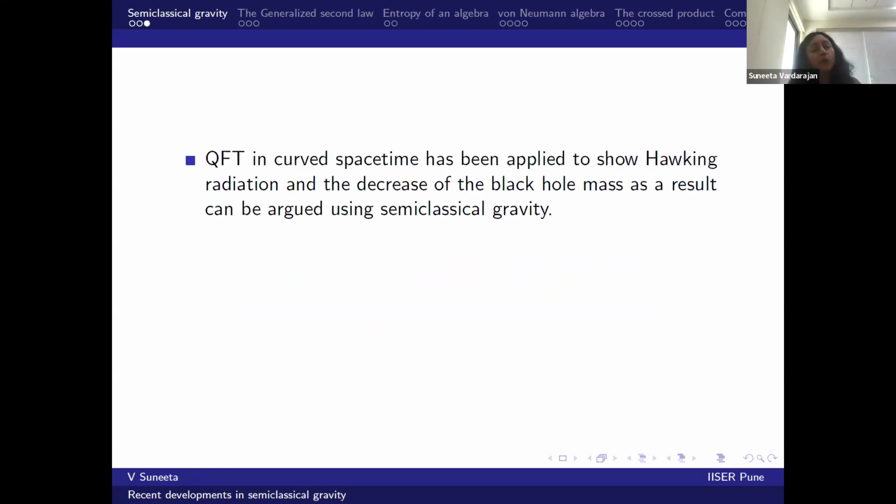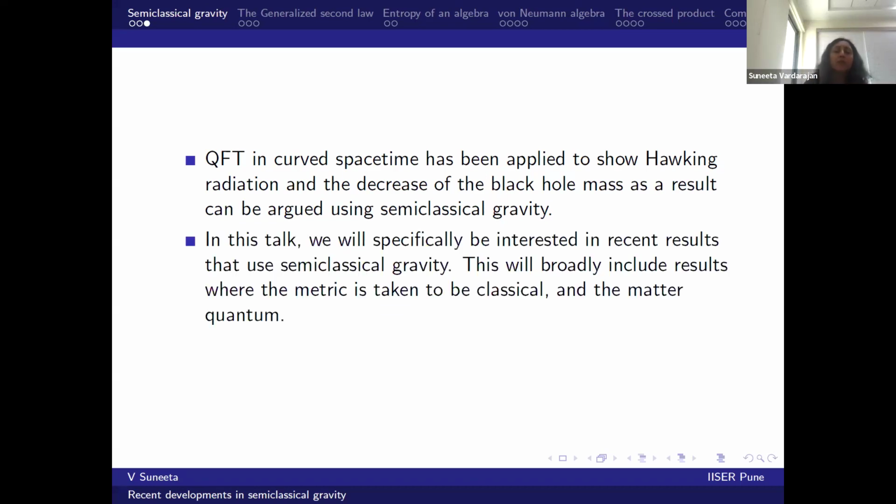Now, where is semi-classical gravity useful? In general, QFT in curved spacetime has been applied by Hawking to show that black holes radiate. It was done in the scenario of QFT in a classical curved spacetime. Now, the decrease of the black hole mass as a result of this Hawking radiation can be argued using the equations of semi-classical gravity. So this is the big application of semi-classical gravity. However, in this talk, I will be specifically interested in recent results that use semi-classical gravity, and this will broadly include results in which the metric is taken to be classical and the matter is taken to be quantum.